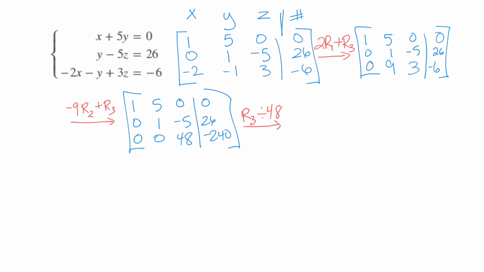So I'm going to do 2 steps in one here. I'm going to take -5 times row 2 and add it to row 1. All right.